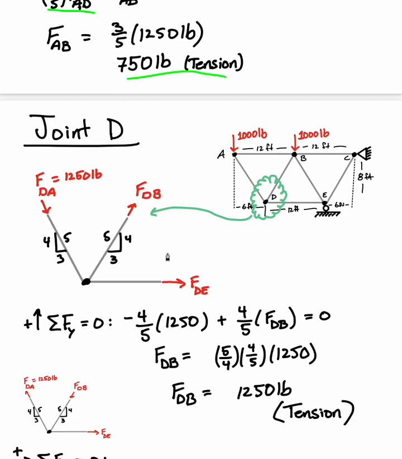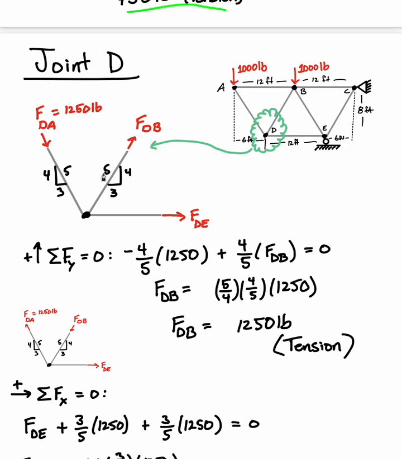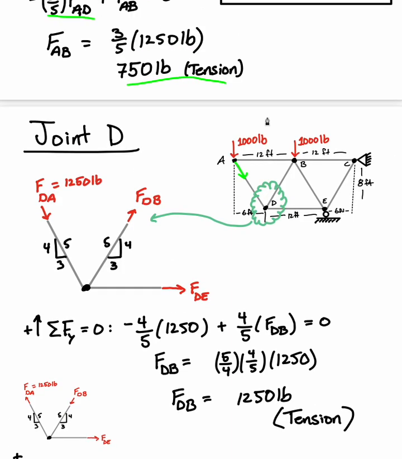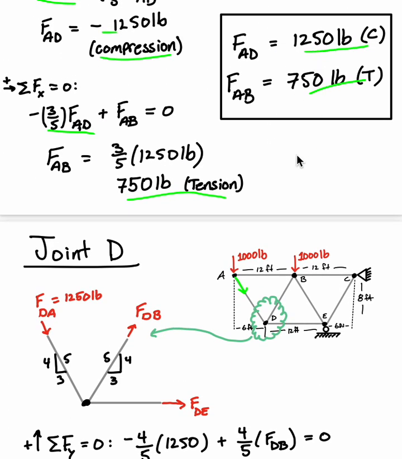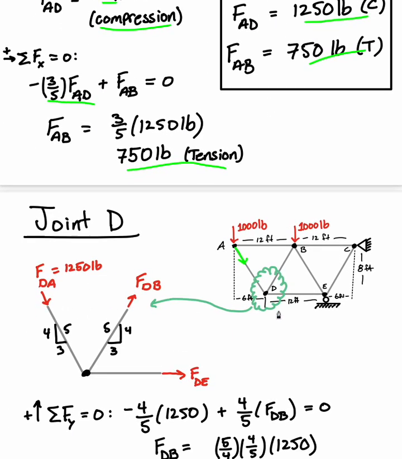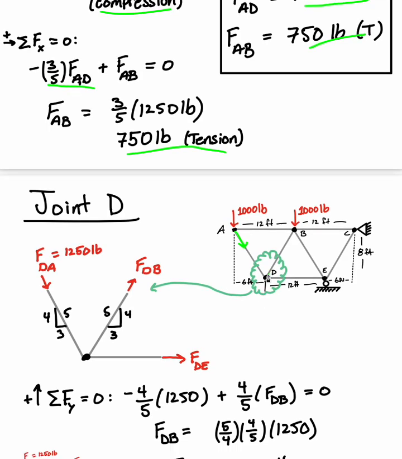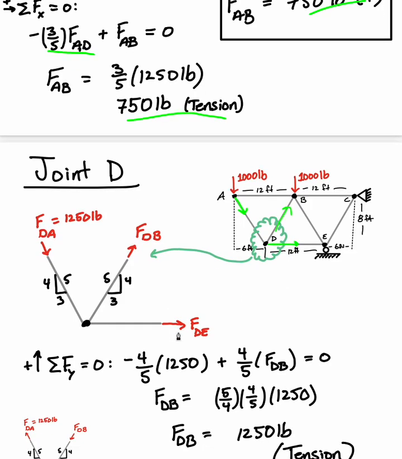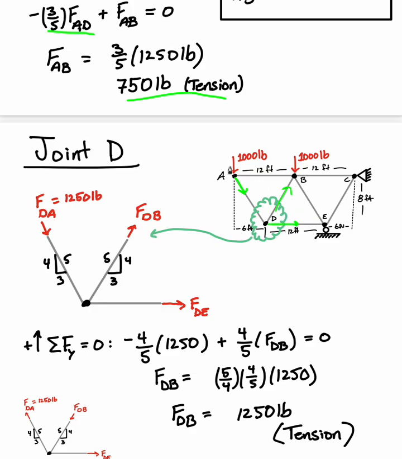Okay. Joint D, now we pull this one out and we do the same thing, but now we have FAD right here from the last part of the problem. We know that that's 1250 pounds. And then what we're going to solve for is this one right here, FDB and FDE. Okay, again, each of these triangles is a 3, 4, 5.